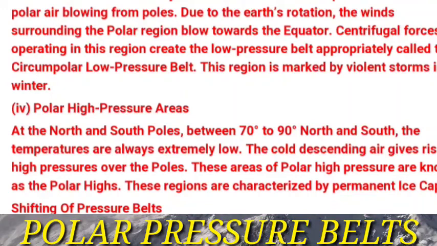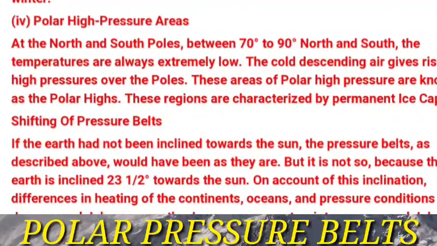Next one, polar high pressure belts. At the north and south poles, between 70 degrees to 90 degrees north and south, the temperatures are always extremely low. The cold descending air gives rise to high pressure over the poles. These areas of polar high pressure are known as the polar highs.